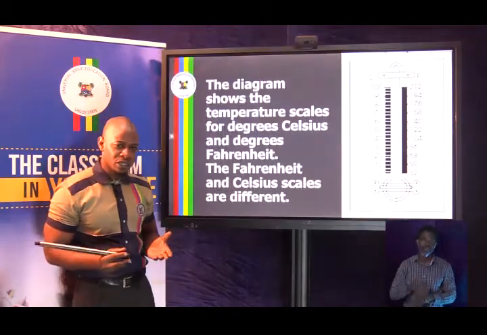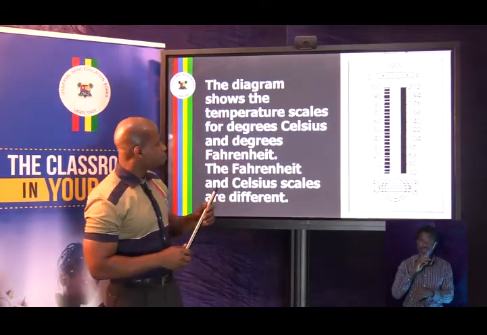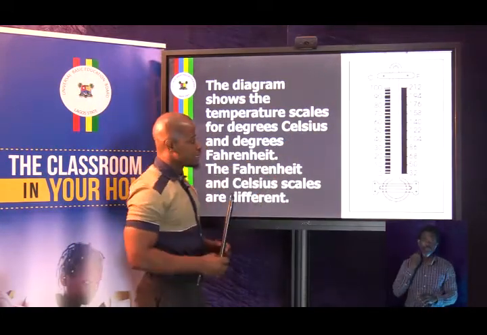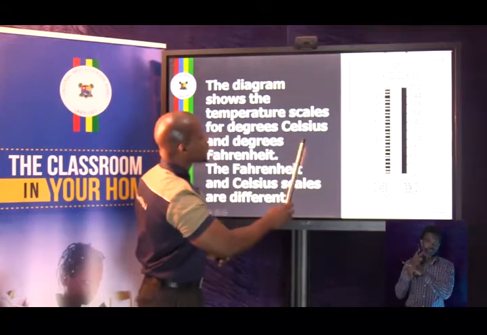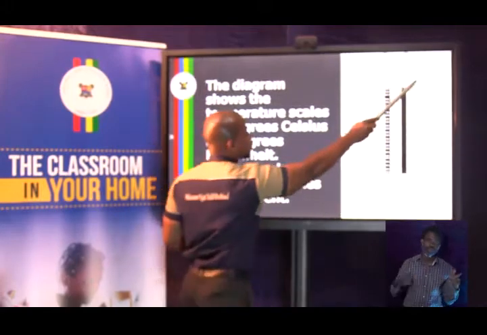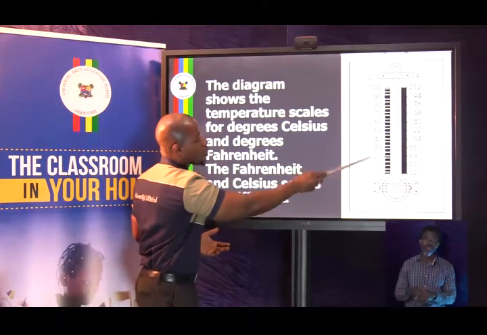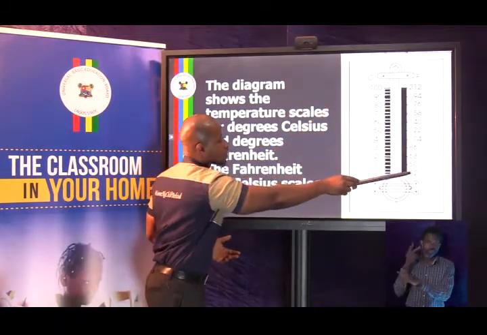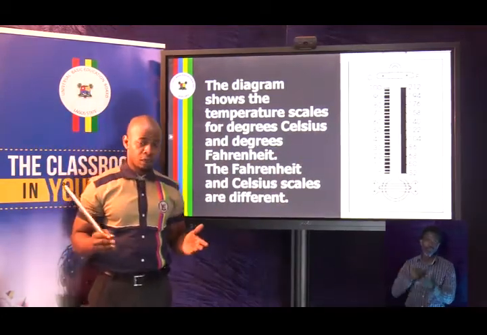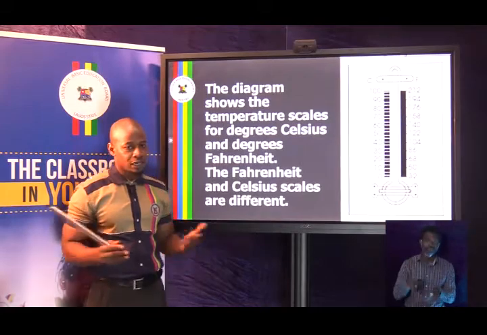Now, degrees Celsius, degrees Fahrenheit, are they the same thing? Well, let's see. If we study this diagram, it shows the temperature scales. On the left side, we have the Celsius, and on the right side, we have the Fahrenheit. Now you see that the numbers are not the same. Here we're starting from 0 and ending at 100. And here we're starting from 32 and ending at 212. That shows that the Celsius scale and the Fahrenheit scale are two different things. They are not the same.